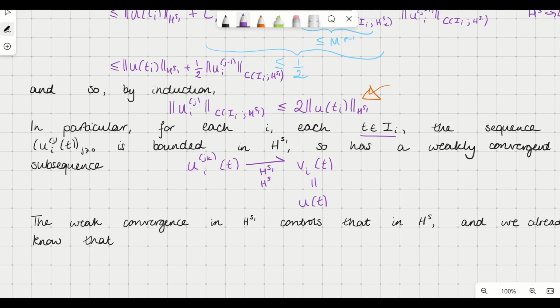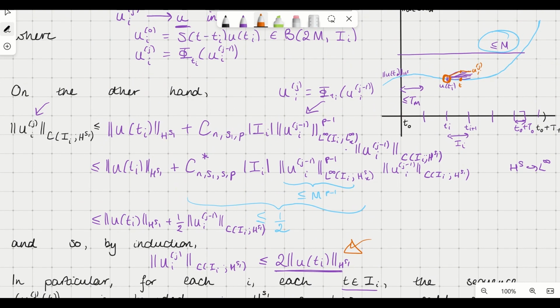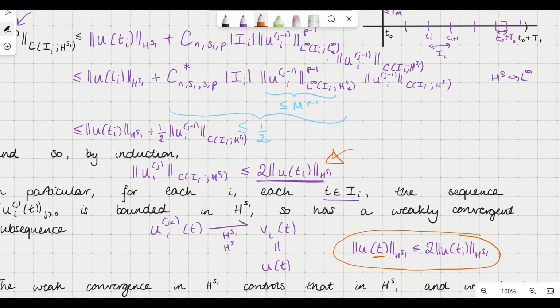And since all of these iterates at time t had norm at most twice the norm at time t_i, we get that the norm of u at time t in HS1 is less than or equal to twice the norm of u at time t_i in HS1. So in particular, since t_{i+1} is in the interval I_i, we can apply this at time t_{i+1} to see that by the time you reach the end of the interval I_i, the norm in HS1 has at most doubled. We have that the norm of u at time t_{i+1} is less than or equal to twice the norm of u at time t_i.